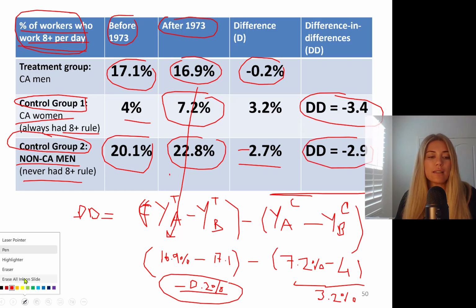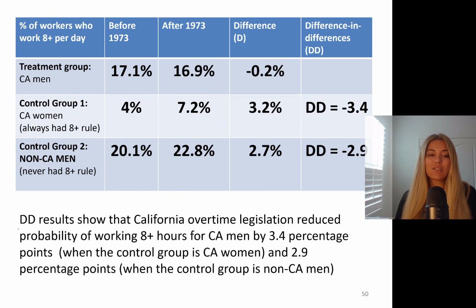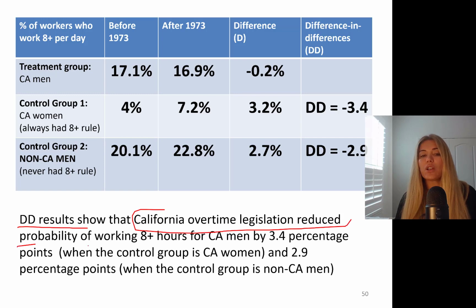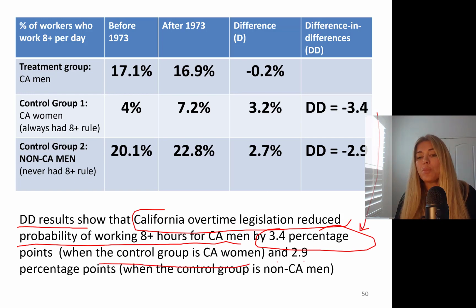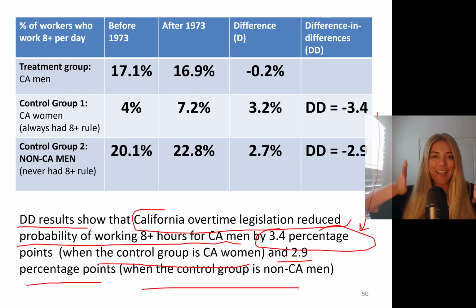Let's translate this to English. These natural experiment results show that California overtime legislation reduced the probability of working 8+ hours for California men by 3.4 percentage points when the control group is California women, and 2.9 percentage points for robustness when the control group is non-California men. This is proof that if the price of an input goes up, as overtime becomes more expensive, labor demand will go down.